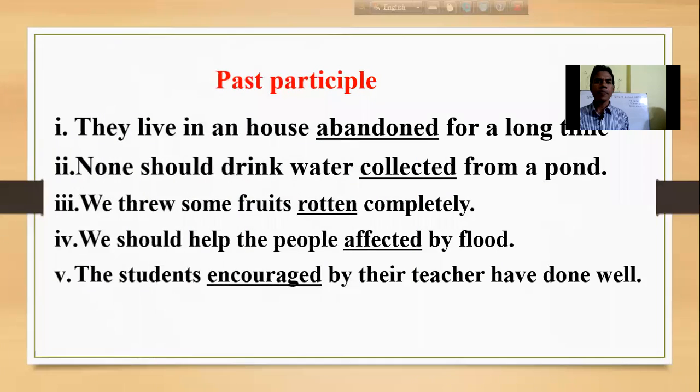Next we see past participle. We have already memorized or known about the past participle form of the verb. Whenever we learn a verb, we should learn at least three forms: present form, past form, and past participle form. Here we should use past participle. We see, they live in a house abandoned for a long time.